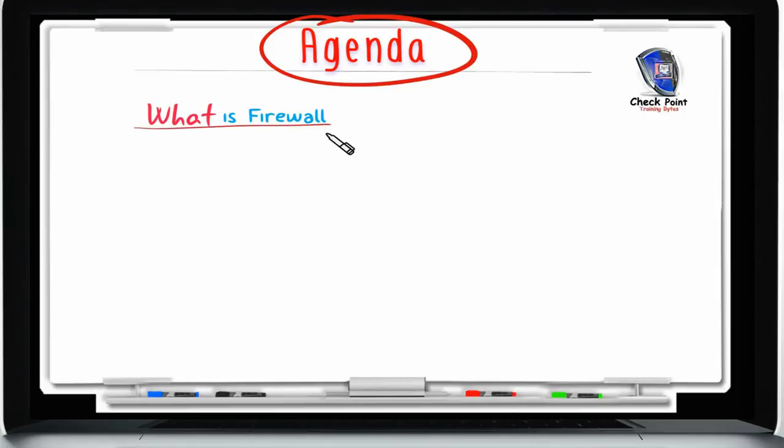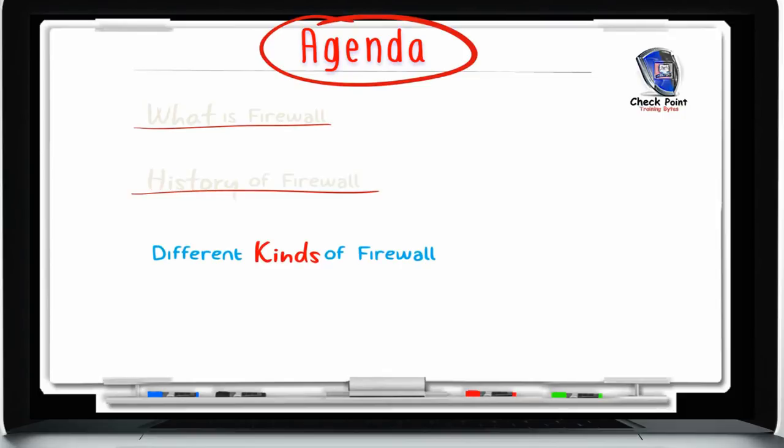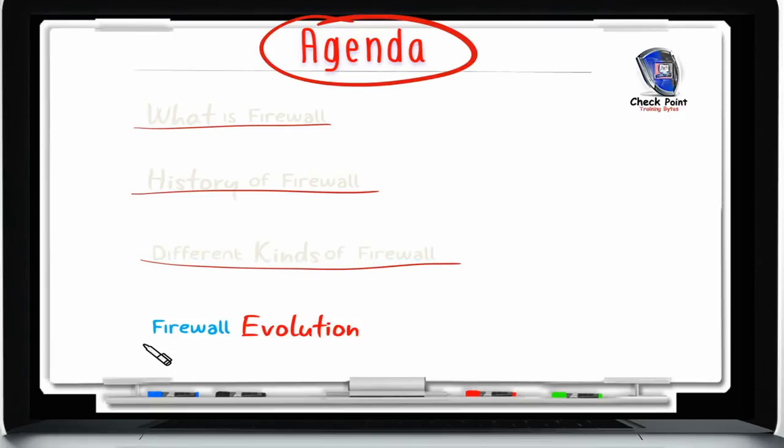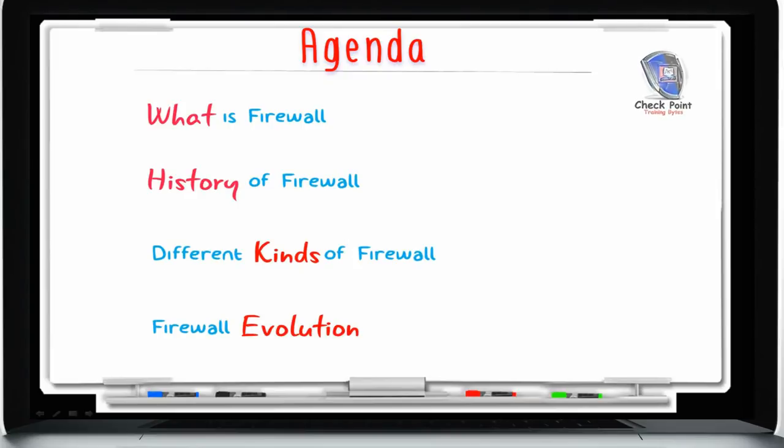First of all, we're going to take a look at the firewall, and we're going to discuss the main purposes of the firewall. And then we're going to take a look at the history of the firewall and how the firewall has evolved along with the internet. And then we're going to take a look at different kinds of firewalls, and we're going to discuss the advantages of each of these firewalls and how they address different security concerns. And then finally, we'll look at different generations of firewalls, and we'll discuss how firewalls have evolved all the way up to the present day.